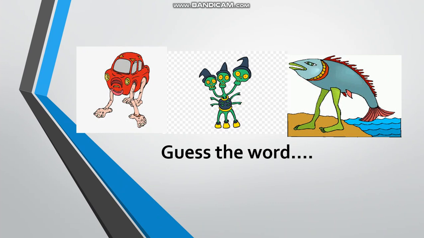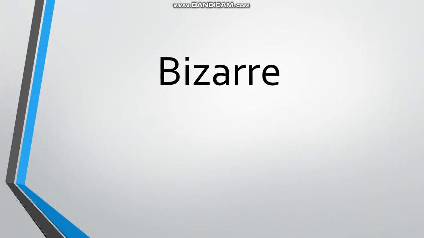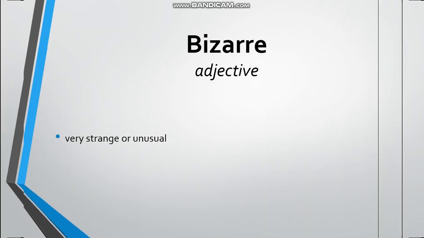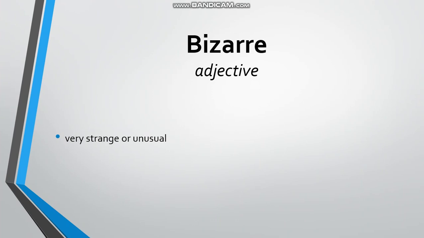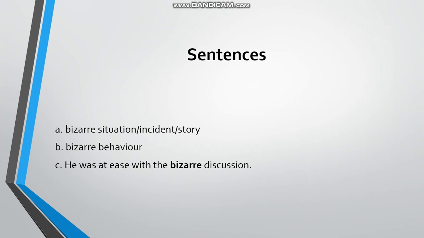And the word is bizarre. Alright, so bizarre means very strange or unusual, and it's an adjective. Alright, let's look at the example sentences and expressions such as bizarre situation or bizarre incident or bizarre story.